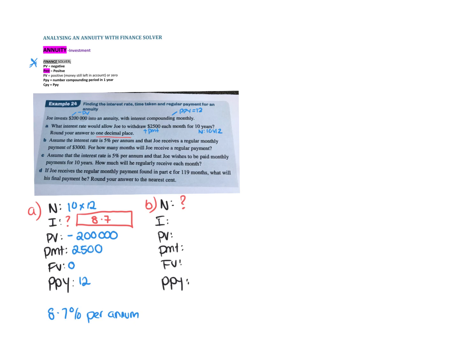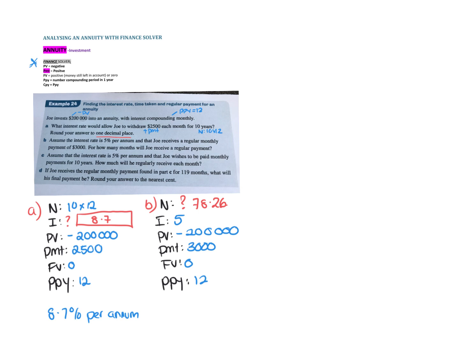So assume the interest rate is 5%, so I've done that. He receives regular payments of $3,000, so that would be a positive there. He's still investing the original $200,000, that's still the same. And we want to know how long it will last if he takes these bigger payments out. So N is the question. So we end up with an answer up here of 78.226.